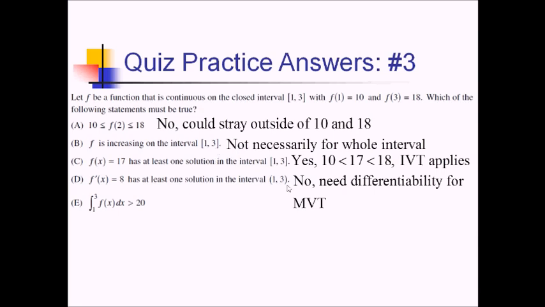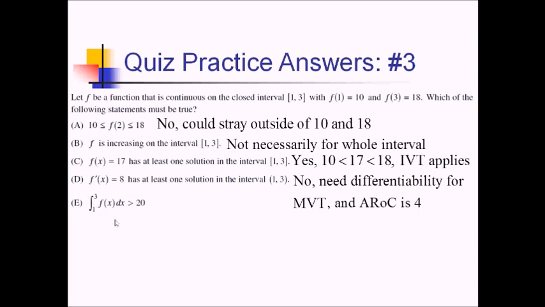And besides, even if we did have differentiability, if you look at the average rate of change here, you've got 18 minus 10 over 3 minus 1. That's 8 over 2, or just 4. The AROC's 4 here, which doesn't even match the f prime that they were talking about. MVT says AROC and IROC match up, but we don't even have that.